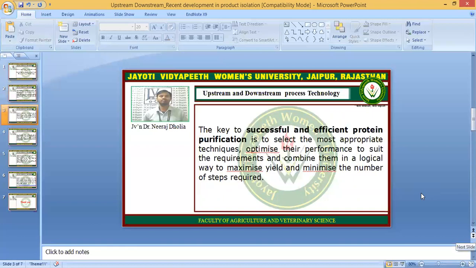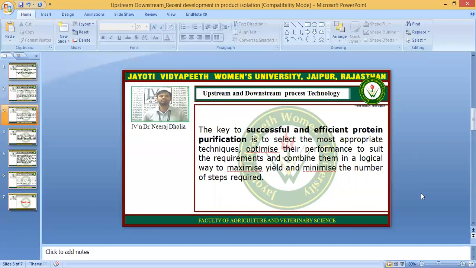So the key to successful and efficient protein purification is to select the most appropriate techniques, optimize their performance to suit the requirements, and combine them in a logical way to maximize yield and minimize the number of steps. So a successful and efficient purification process has two things. One, the maximum yield, and second, the minimum steps.